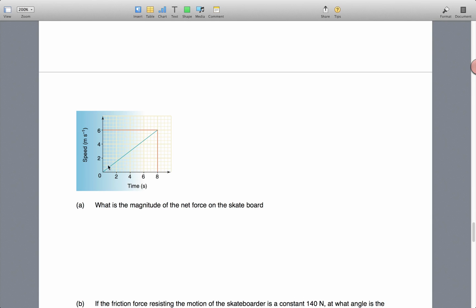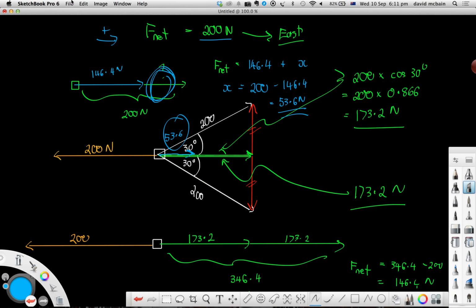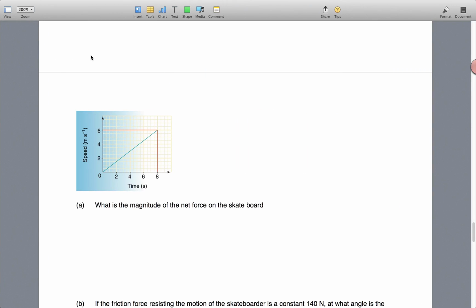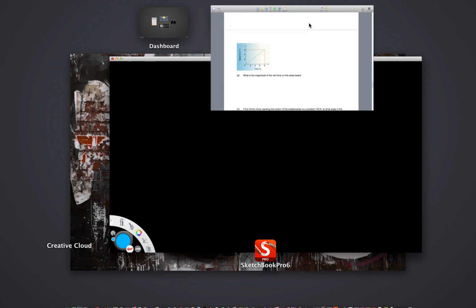What do we know about the gradient of a speed time graph? The gradient of a speed time graph is the acceleration. And that's a constant gradient, so the acceleration is constant. If we actually worked out the gradient, that would give us the acceleration. So what is the magnitude of the net force on the skateboard? All right, let's have a look at this problem, question 9.